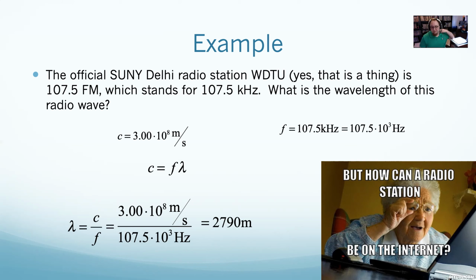Now note that the wavelength of a radio wave is 2 kilometers. This is why radio waves travel through materials. You get radio waves through a house. It's because the wavelength is so long, it can sneak between atoms and travel through materials.